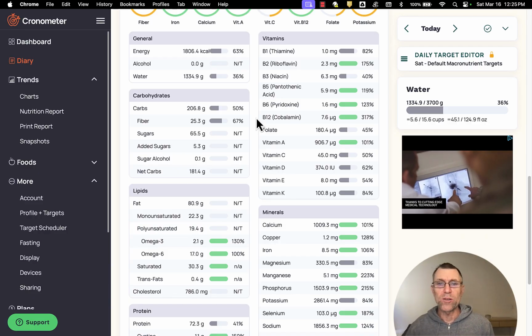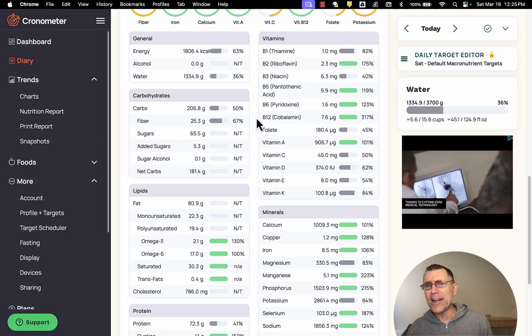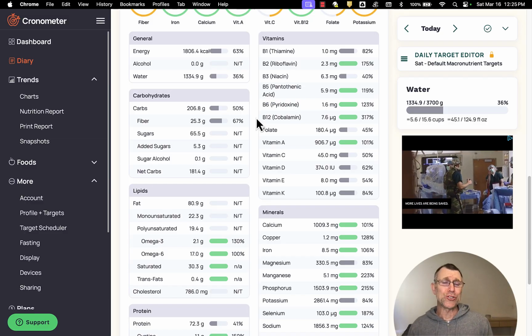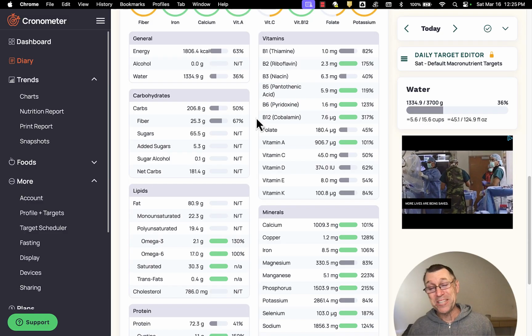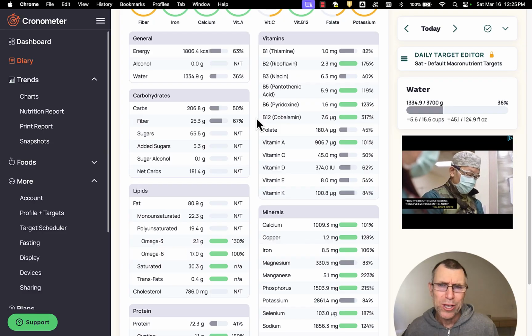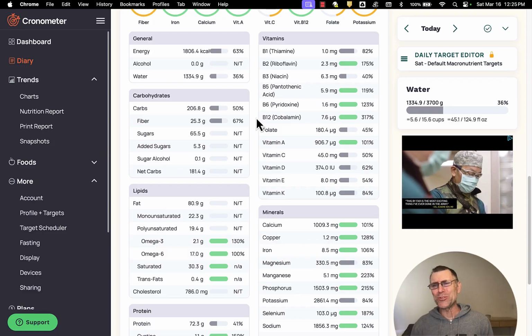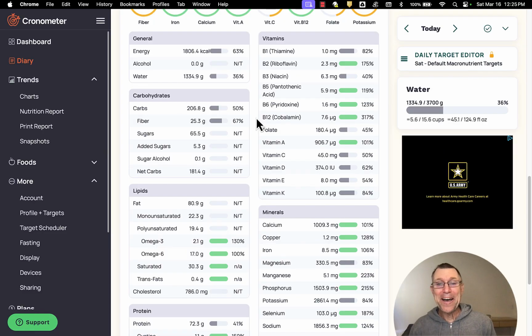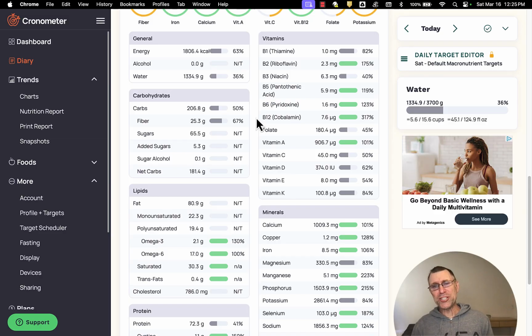Vitamin B12 is one where the pointer is at right now. B12, you can consume a lot of it and it really doesn't become toxic. So I'm at 317% of my daily need for B12. Not a red flag. This is great information to look at over time.